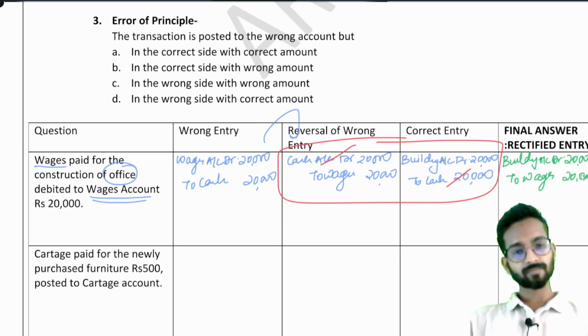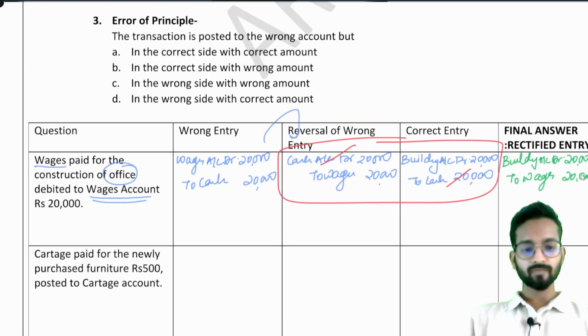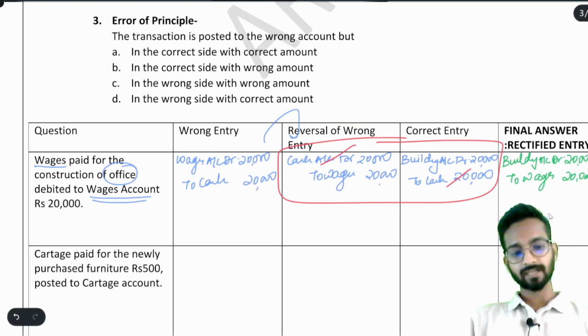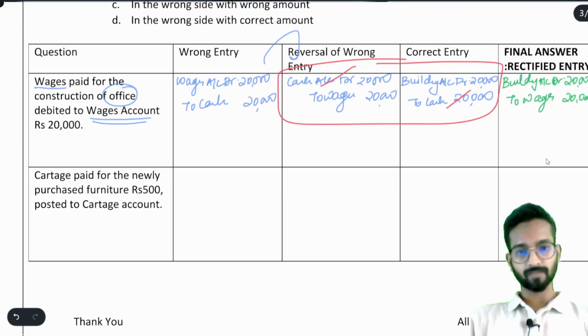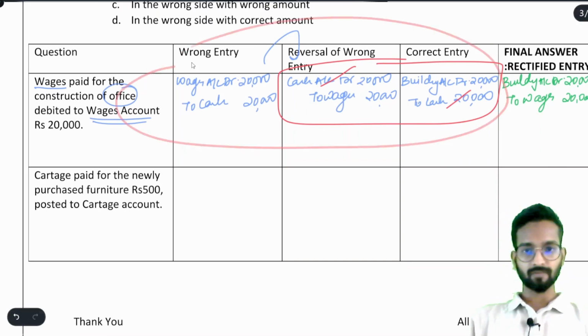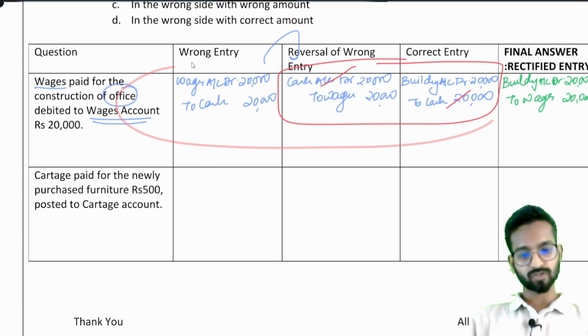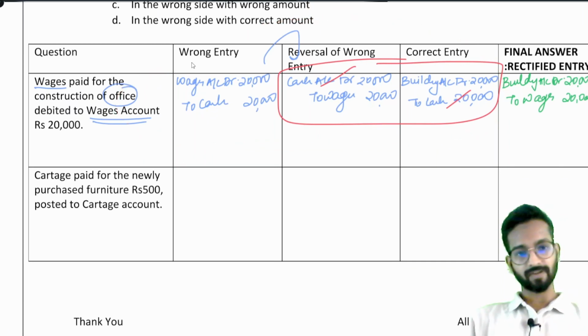Understood? Now we will try to write directly the rectified journal entry. Because you cannot waste so much time in writing this entry again and again. We have already solved few questions in the previous video also. We will try to write the rectified entry directly.